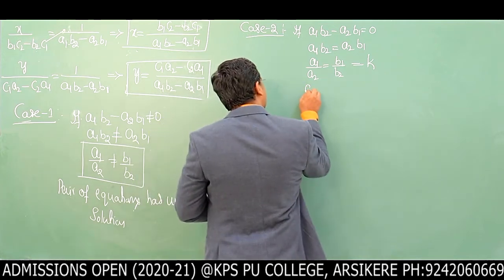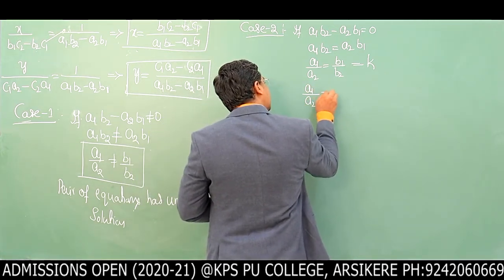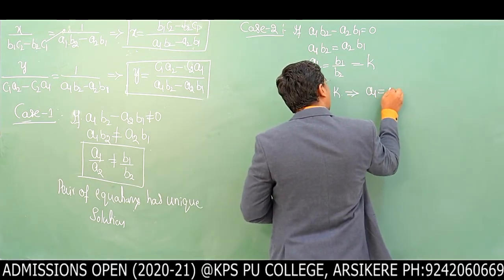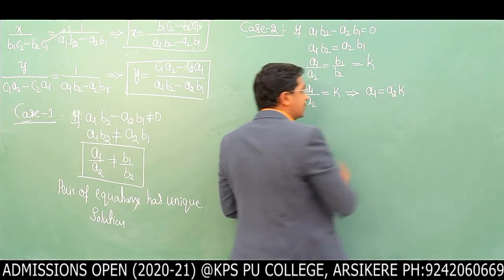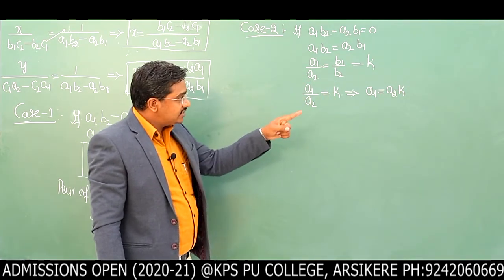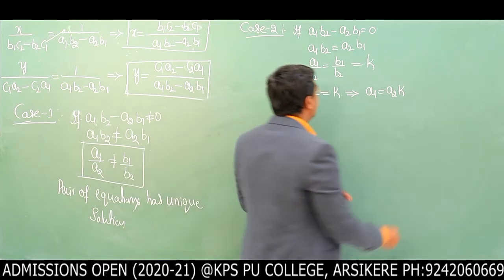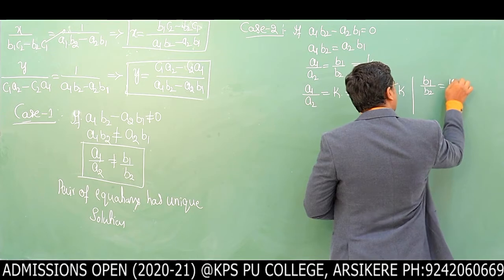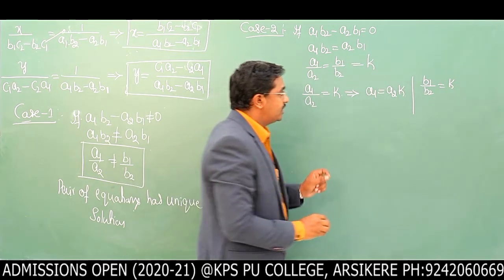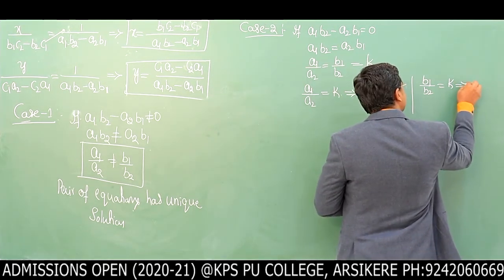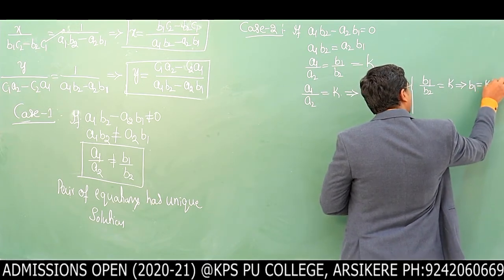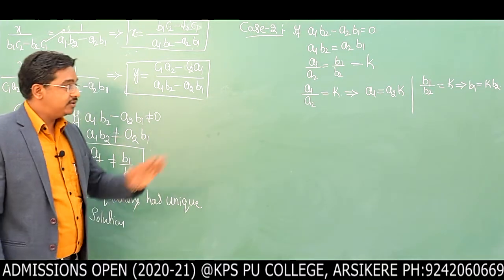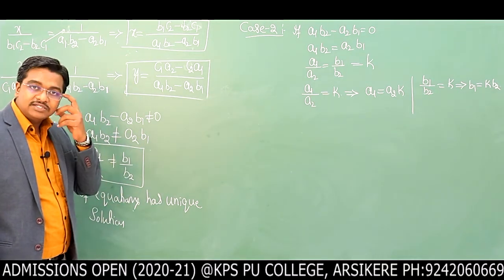So now a1 by a2 is equal to k, which can be written as a1 is equal to a2 into k. Similarly, for the second ratio, b1 by b2 is equal to k, which implies b1 is equal to k into b2. This is the method. Next we discuss these things.